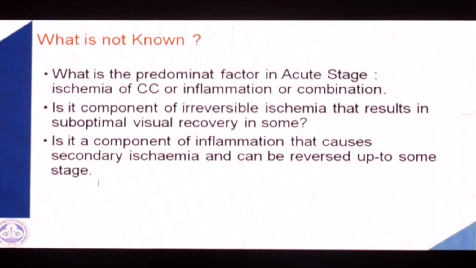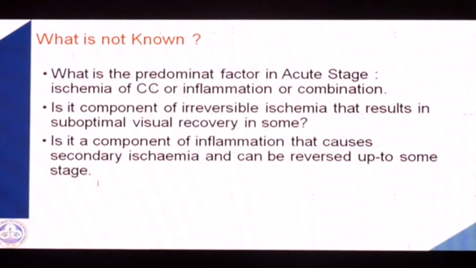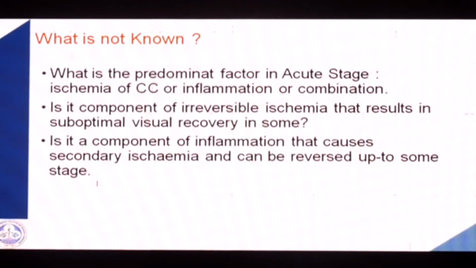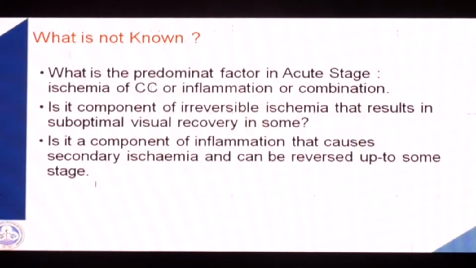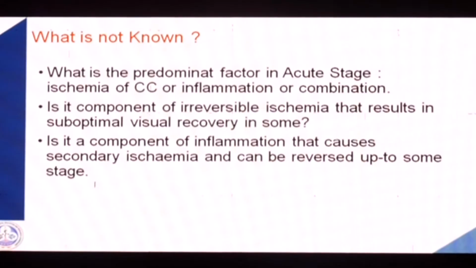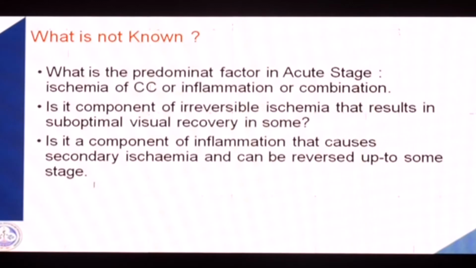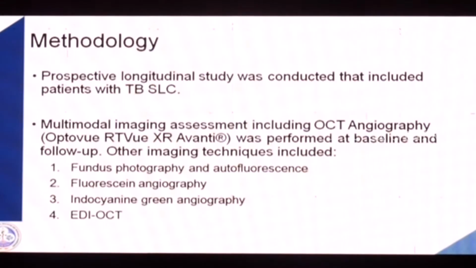And why would we want to know that? Because we want to know, is there a component of irreversible ischemia that results in suboptimal visual recovery? Or is there a component of predominant inflammation that is causing a secondary ischemia, and we want to treat this inflammation very aggressively, even though we are talking of underlying TB or something. We have to take care of this inflammation because we don't want to end up with irreversible ischemia.